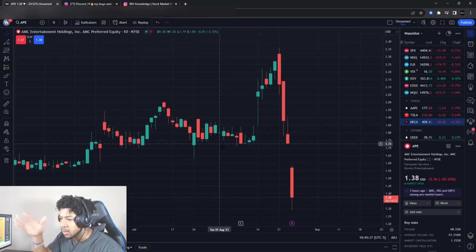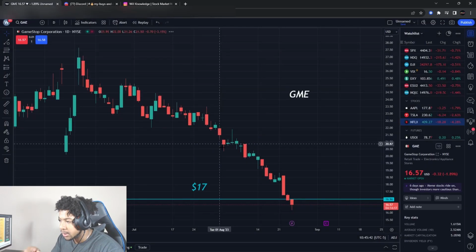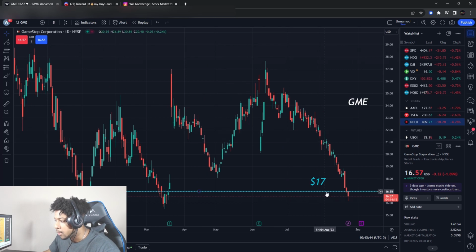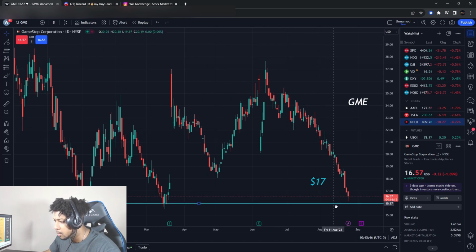APE, we'll just let that go. There's nothing really to do on APE. They're about to convert anyway, so we'll let that move. And GameStop broke the support right around $17. So maybe the next support we'll put is around $16.